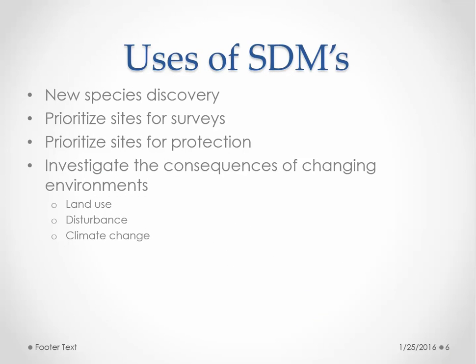So what do people use distribution models for? New species discovery, to prioritize sites for surveys, prioritize sites for protection. And probably more commonly and more importantly now and in the future is to investigate the consequences of changing environments, like land use disturbance and climate change, on the potential habitat or locations of species.